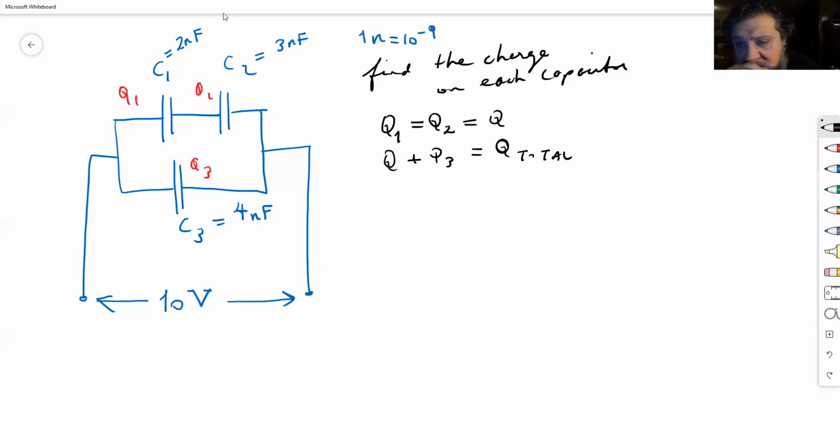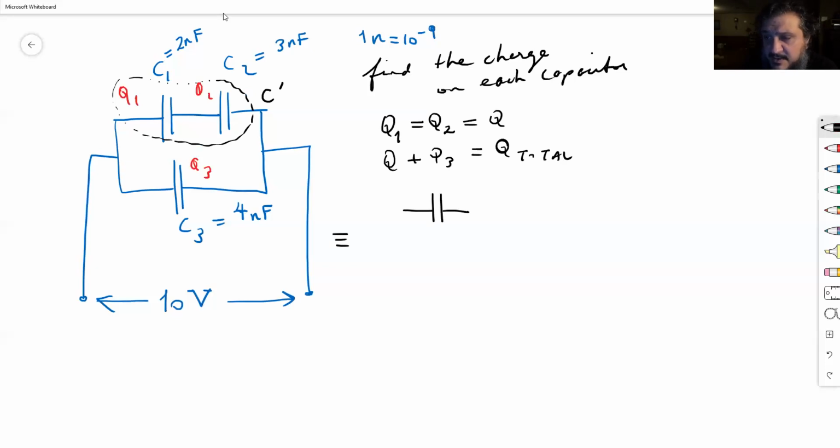Okay, so let's find the equivalent capacitance for the capacitors in series, which are these two. Let's call this combination C prime. All right. So this is now my circuit. I have C prime here, and then I have this C3 connected in parallel. And this is held at 10 volts. All right. So what is C prime?